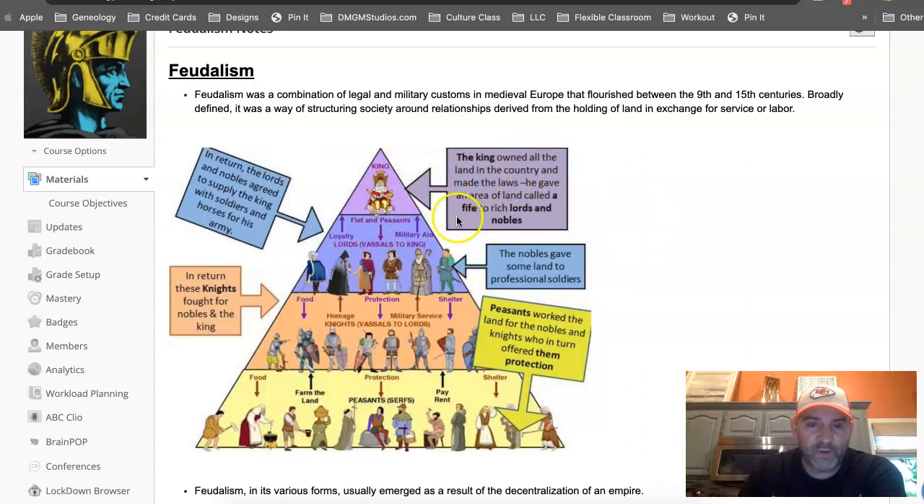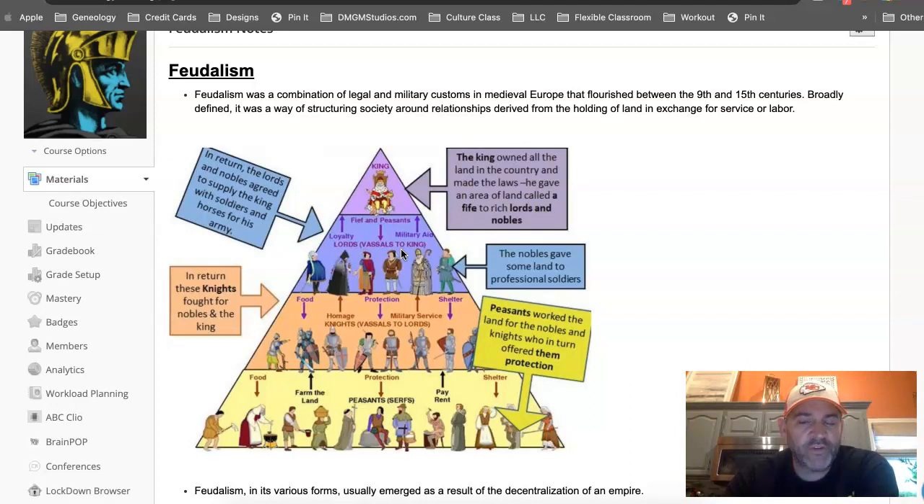You don't have to draw the people, obviously, but you need to know that the king owned all the land and made the laws, and he made an area of land called a fief to rich lords and nobles. And then below him, you had the nobles, and the nobles were like the wealthy landowners who lived beneath the king. Now, in some areas of feudalism, they didn't actually own their own land. But for this, we're just going to call them the wealthy landowners because that's who they become.